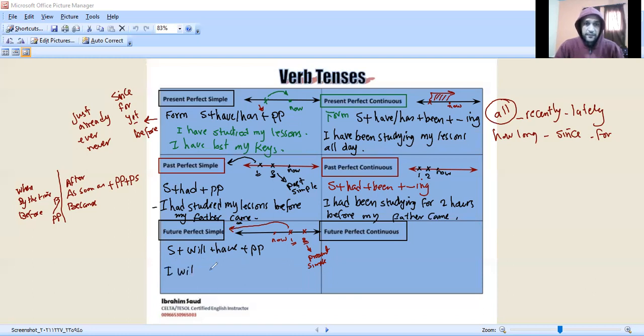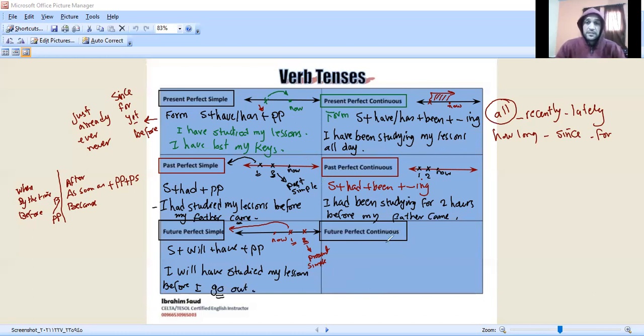I will have studied my lessons before I go out. Okay, so tomorrow I will have studied my lessons before I go out. Okay, in this sentence, we have two actions in the future, of course. The first one must be in the future perfect simple, and the second one, which is go, this is in the present simple. Okay, and it's used to express the idea that this action, which is in the future perfect simple, will happen before the second one, which is in the present simple.